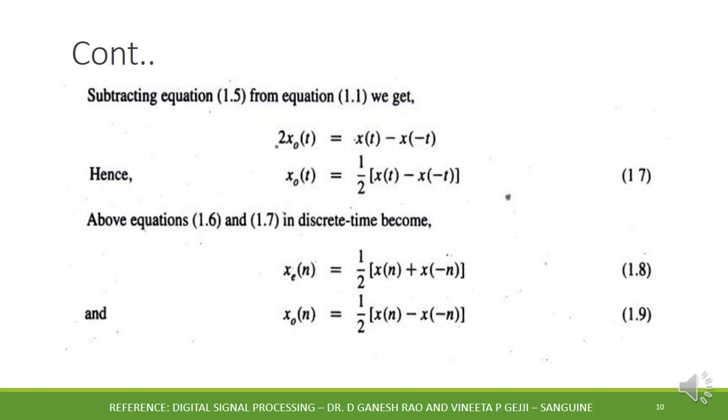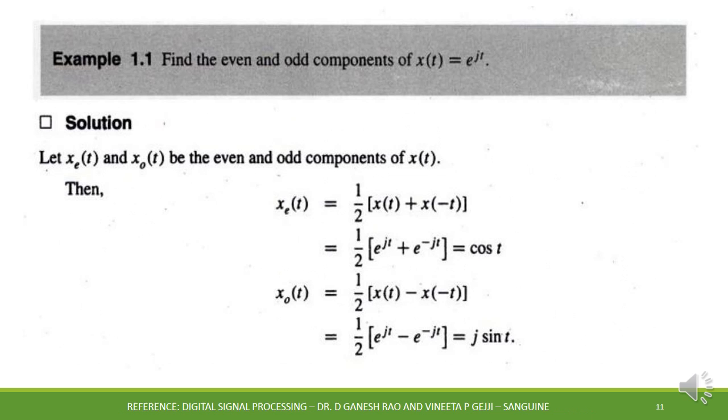Okay, this is about the expression for the even and odd parts. In the examination also they can ask for the derivation. And in the examination they may ask questions like this: find the even and odd components of the equation. They can give any equation, but here I have taken one equation, that is x of t is equal to e to the power jt. For this equation, you have to find out the even and odd parts. So let us see how to find that.